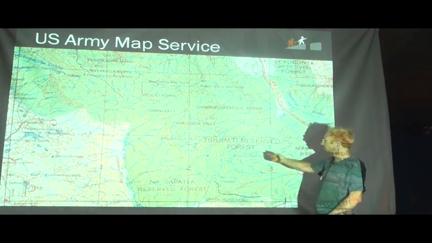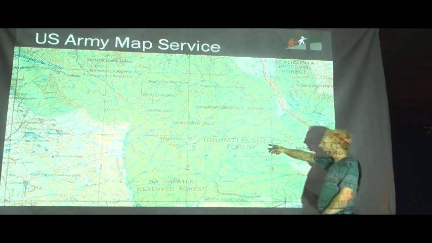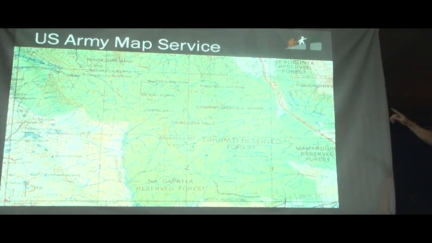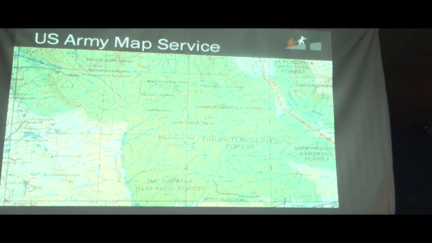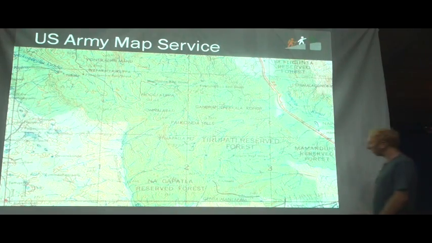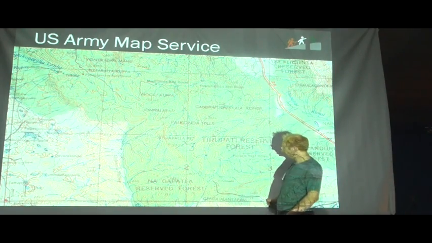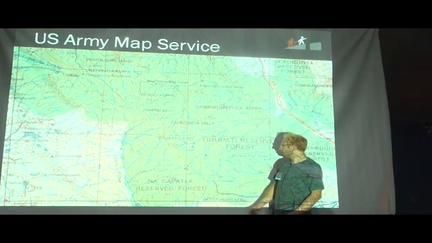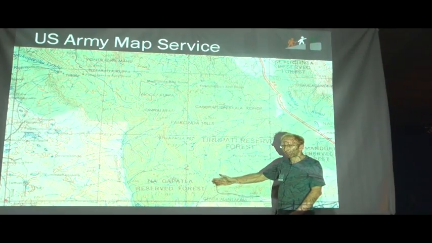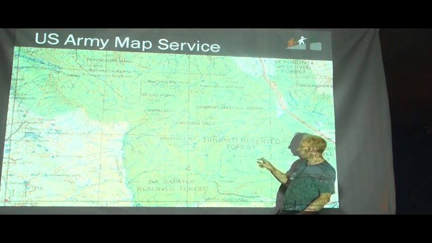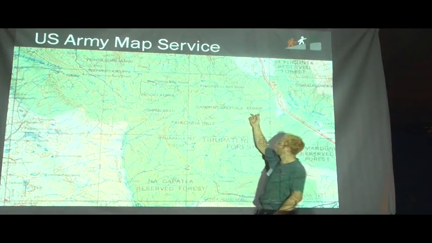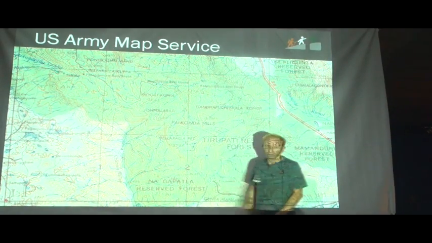So here you see the Tirupati Reserved Forest. This is basically the Venkateswara National Reserved Forest. On this American map service map, you find a lot of interesting detail. You can find old jeep tracks which go to the hills, which were, I believe, built by the British almost a century ago. You'll find old rest houses which are now in ruins because they are very old.